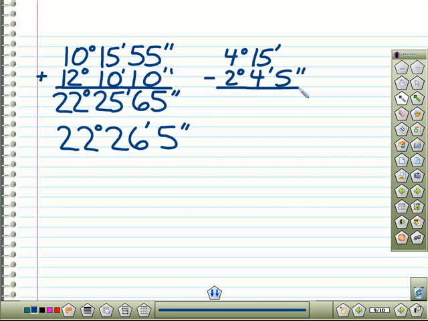Now, how would you do that one? What word comes to mind when you have a situation like that? Carry 1 over? Well, what comes to mind when you have this situation? Borrow. That's right. Remember, we borrowed.